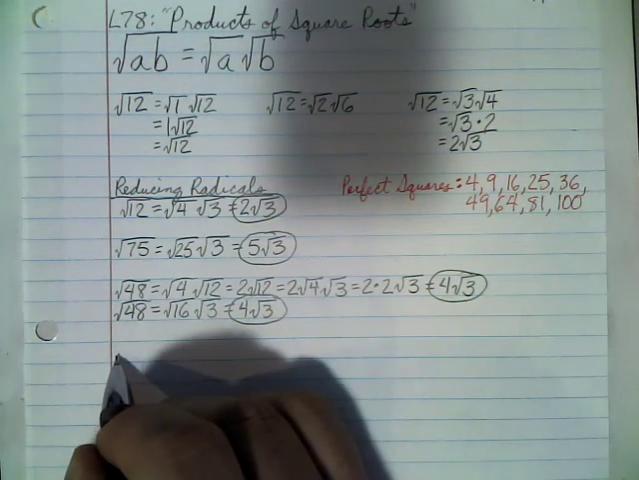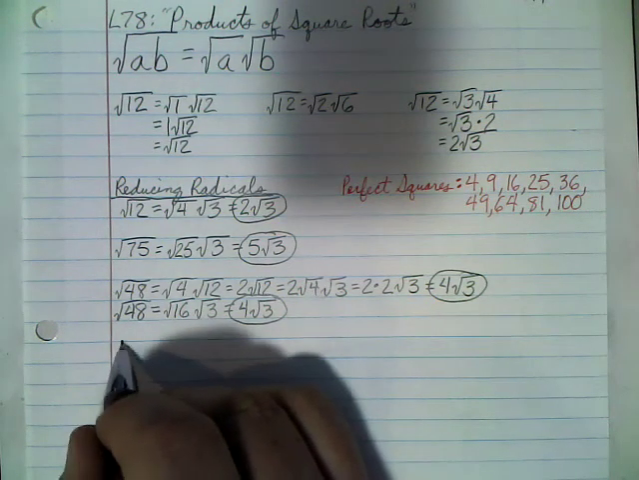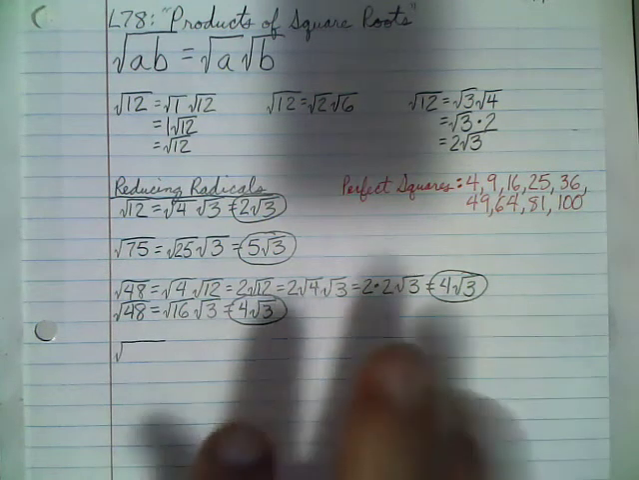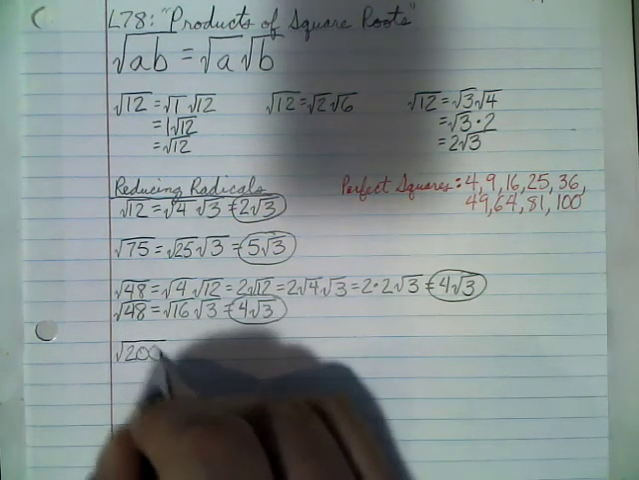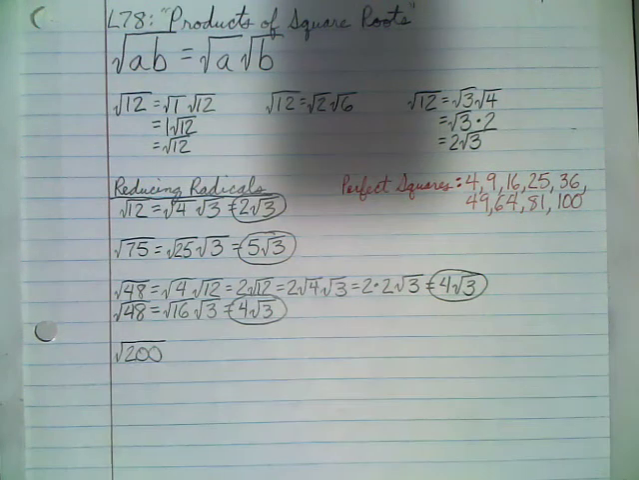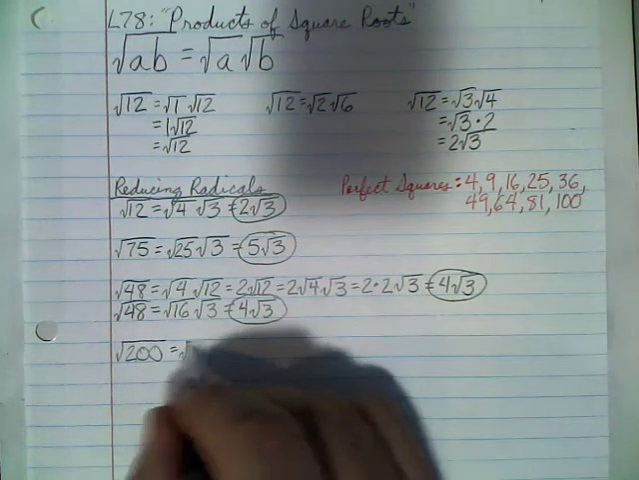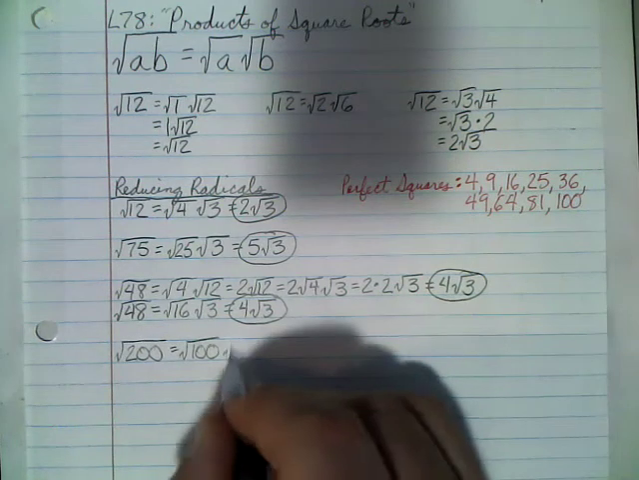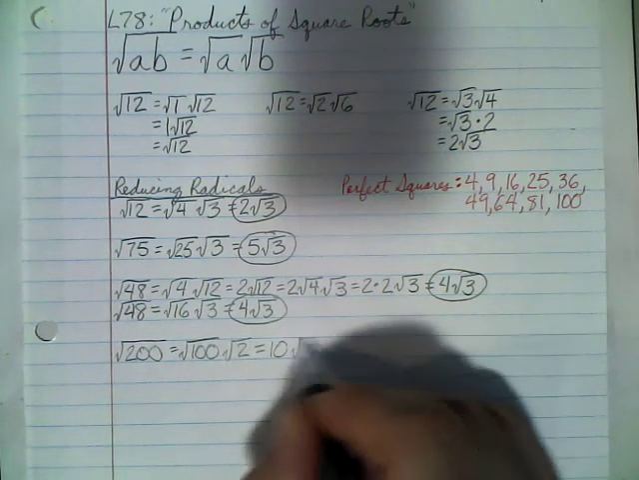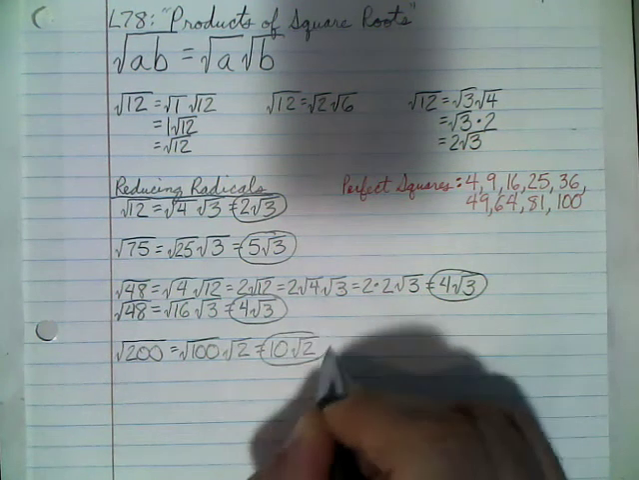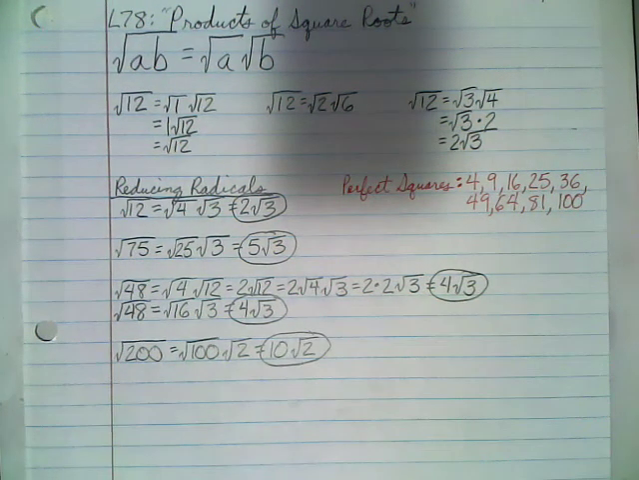All right, we're going to do just one more easy one here real quick. Let's say we have the square root of 200. Now, of course, that is 100 times 2, and the square root of 100 is just a plain old 10. So 10 square roots of 2. And that is reducing our radicals.